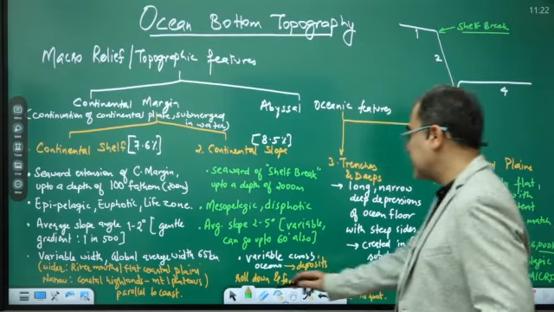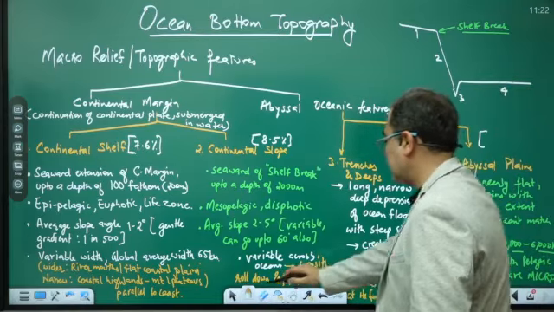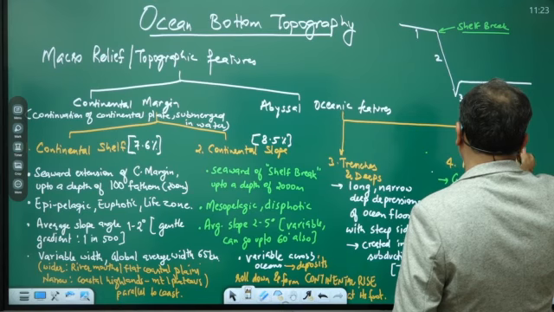What percentage is this? 82.7%. 82.7% of the total oceanic area.